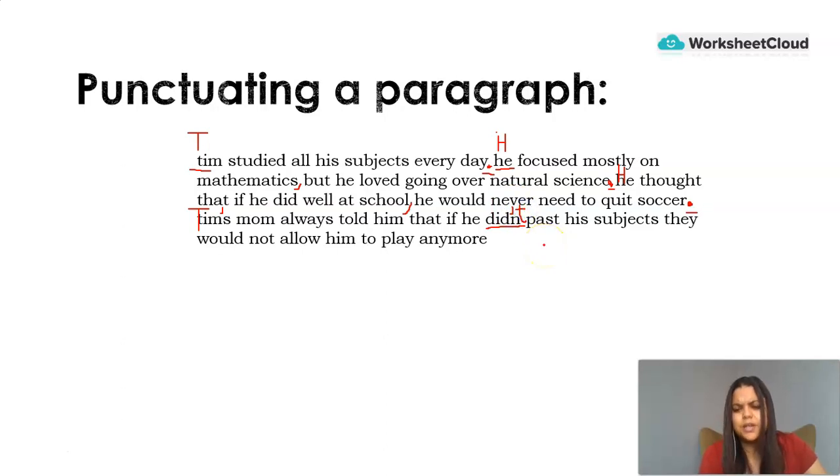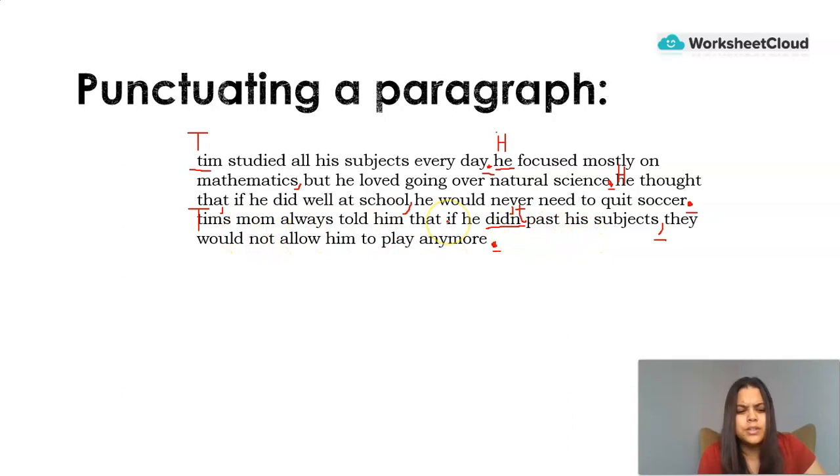If he didn't pass his subject, they would not allow him to play anymore. Okay, so if he didn't pass his subjects, again a comma there, they would not allow him to play anymore. So I know that at the end here I must have a full stop. Okay. But here is a bit of a weird thing going on here.